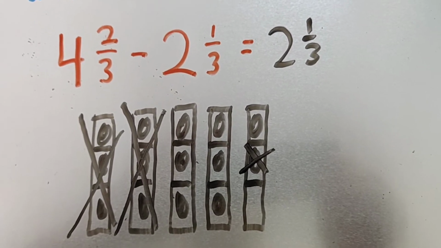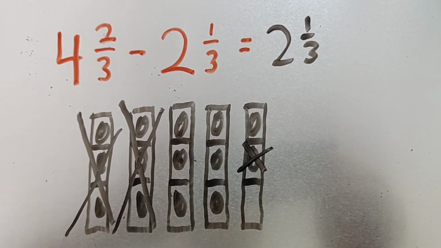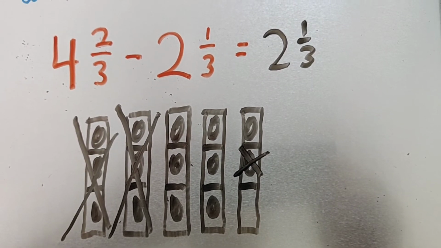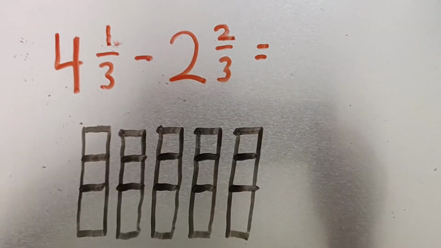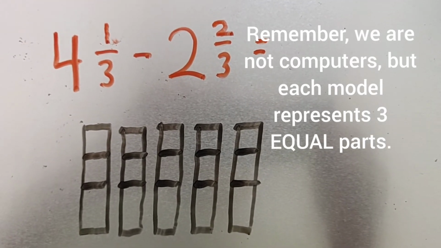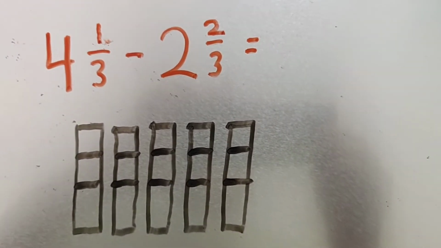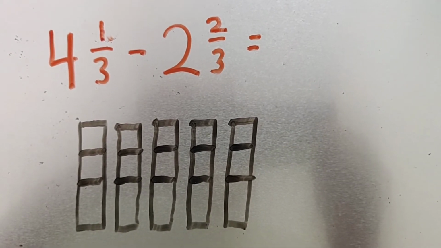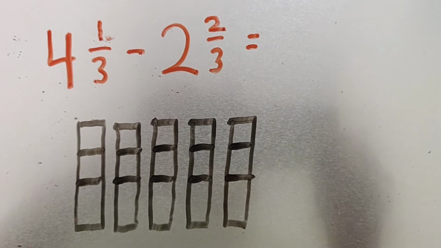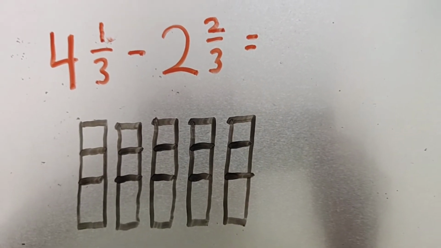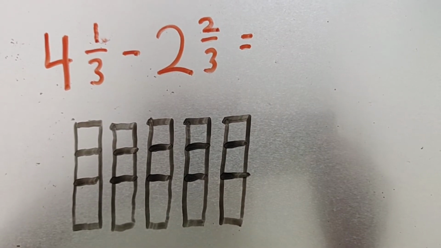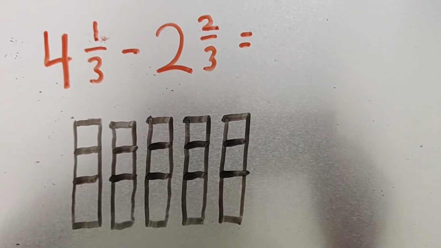Now I want you to see what happens when we change just a little bit of our original subtraction problem. So notice what we changed. We changed 4 2/3 to 4 1/3, and we changed 2 1/3 to 2 2/3. So we have a new problem, right? We're starting with a different amount and we're taking away a different amount. So now our problem is 4 1/3 minus 2 2/3.